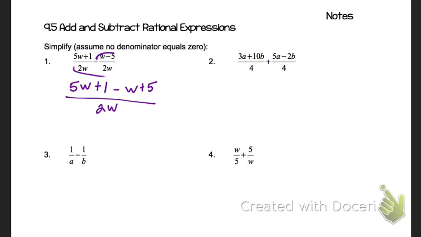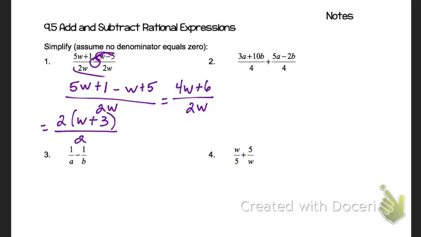But do not kill any puppies, please. So why is it w plus 5? Because this minus sign distributes to the w and then to the 5. So then you end up getting 4w plus 6 over 2w. Is there anything else that I could do? Divide 4 and 2. I could pull out a 2. W plus 3 over 2w.